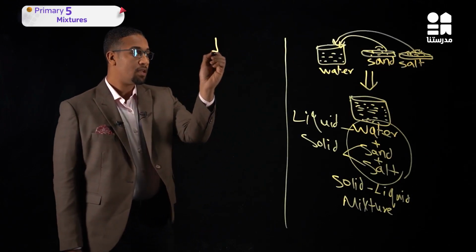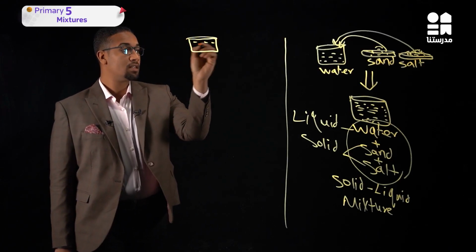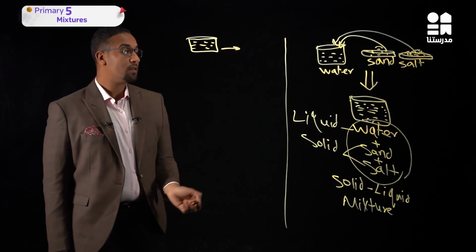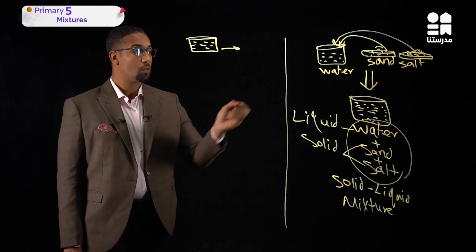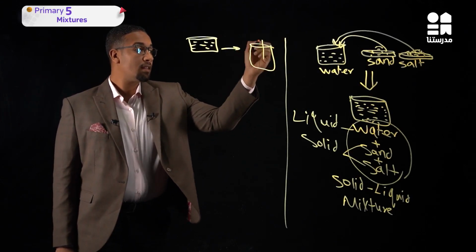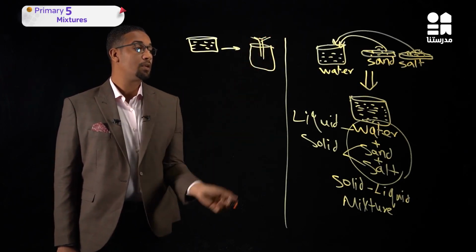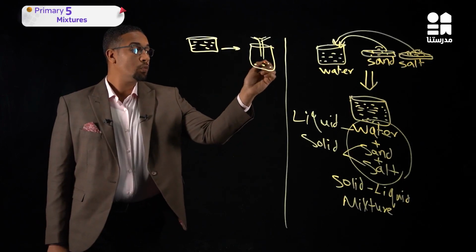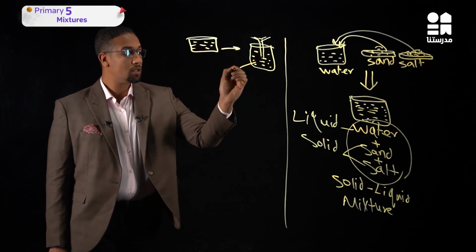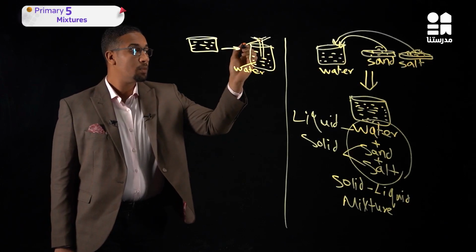So if we have the beaker again here, and this beaker contains salty water, when we do filtration for this one, we will use another beaker and a funnel. This funnel contains filter paper. The pure water will be here. This is pure water, just water. And here will be sand.